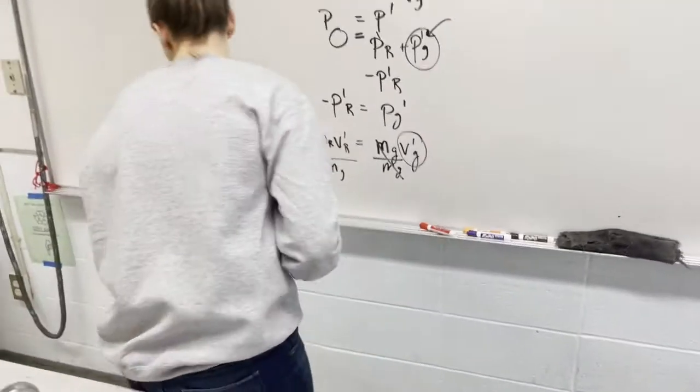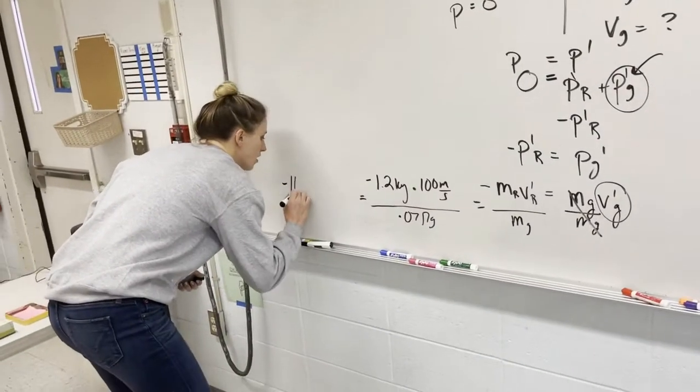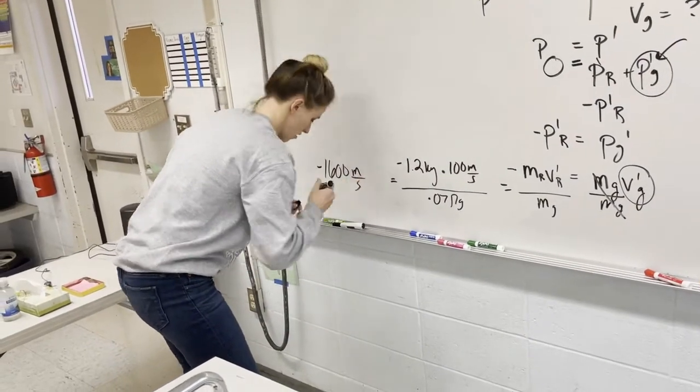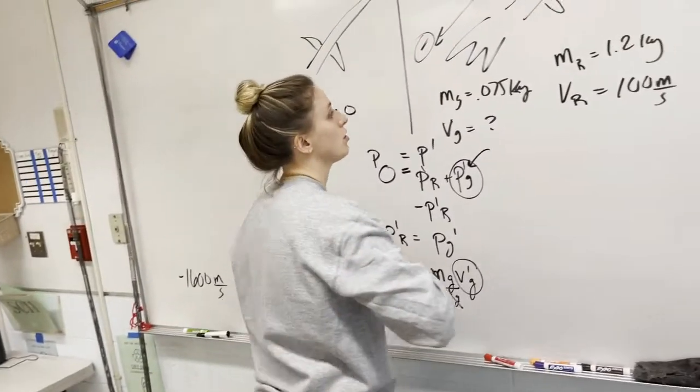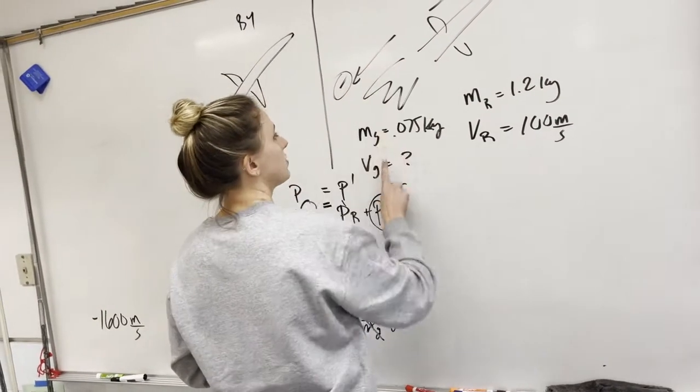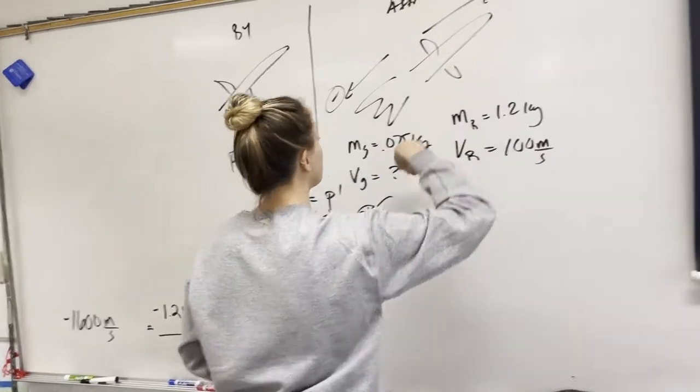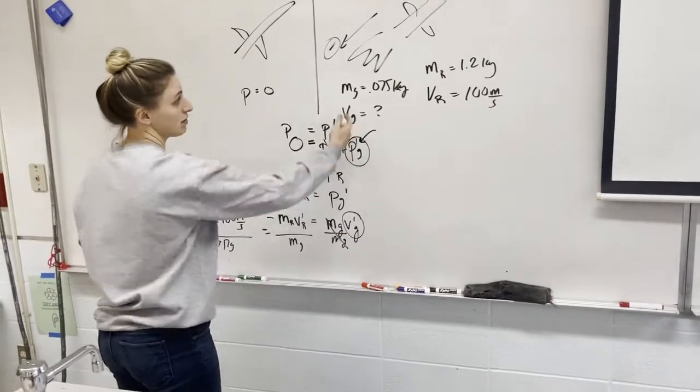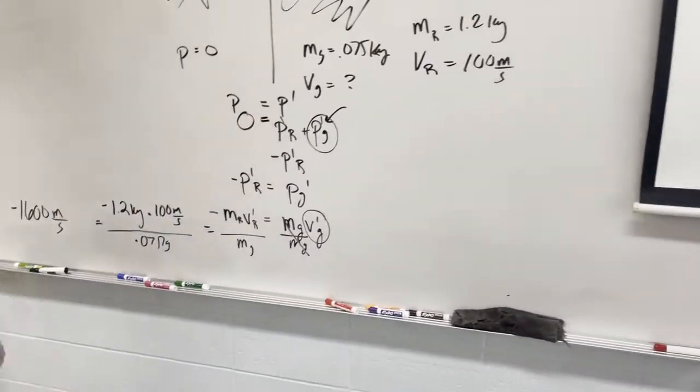Does that answer make sense? Yep, because the gas doesn't have much mass, so it's got to be going really fast. Small mass, big velocity; big mass, smaller velocity. And it's negative because this is the negative direction. That makes sense, right? Yep.